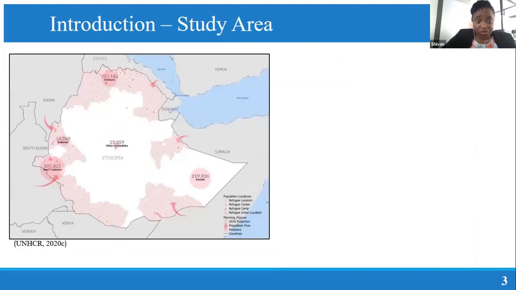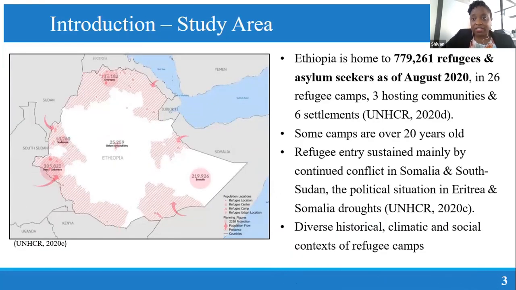This research was based on the case studies in Ethiopia, which is home to about 779,261 refugees and asylum seekers as of August 2020. And these are contained in 26 refugee camps, 3 hosting communities, and 6 settlements. Some of these camps are over 20 years old, and they present a diverse historical, climatic, and social context.